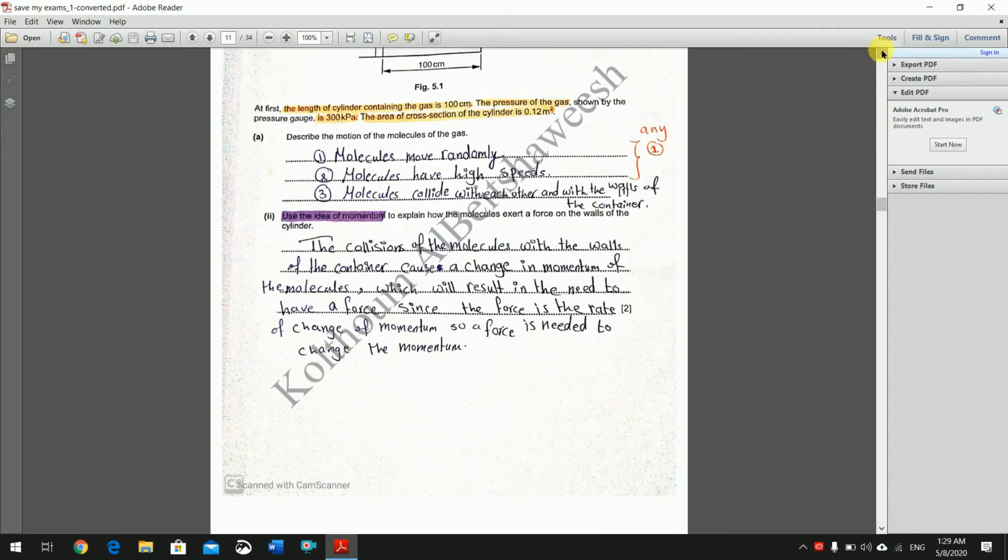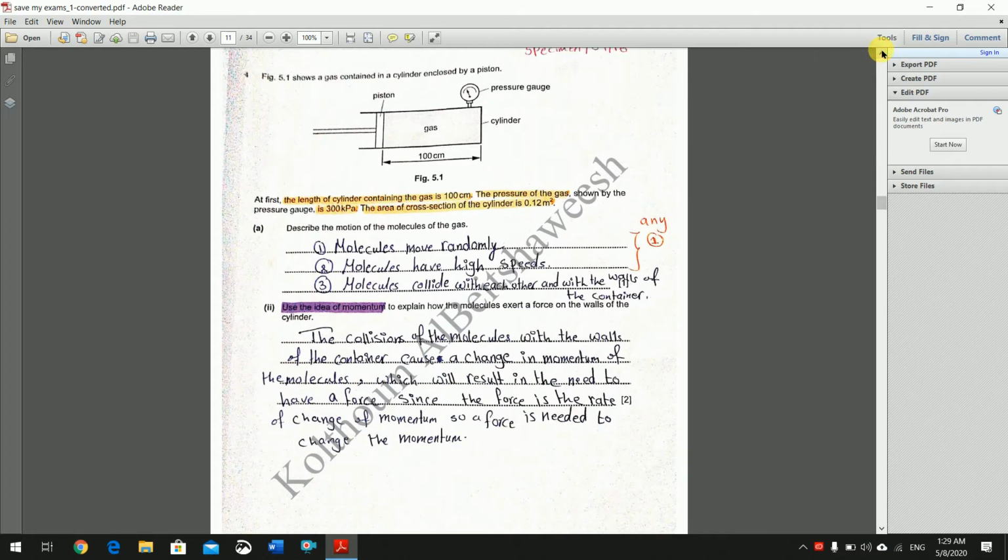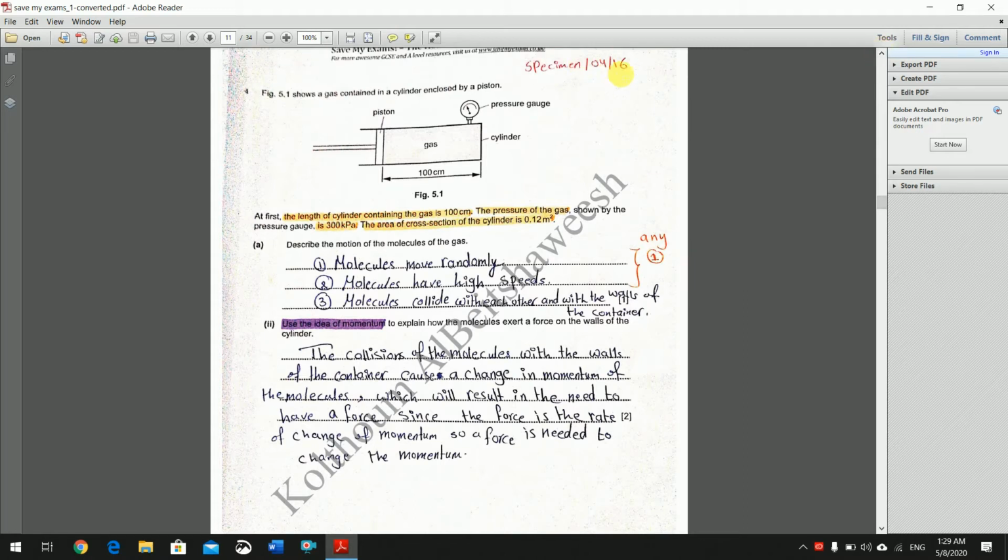Okay, so this question is from one of the specimen papers. It's paper 4 for the year 2016. So figure 5.1 shows a gas contained in a cylinder enclosed by a piston. At first, the length of the cylinder containing the gas is 100 centimeters. The pressure of the gas shown by the pressure gauge is 300 kilopascals. The area of cross-section of the cylinder is 0.12 meters squared.